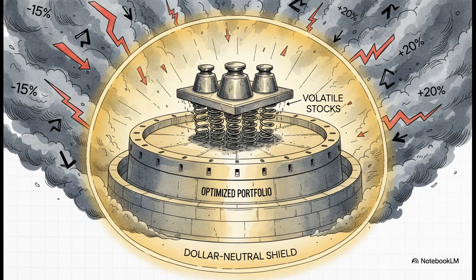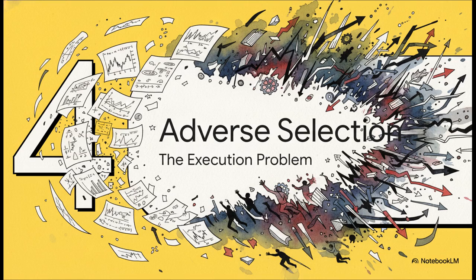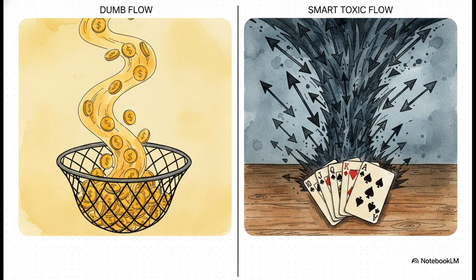It really is a masterpiece of quantitative design. Section 4. Surviving adverse selection, market making, and the execution problem. Okay, so we now have a mathematically perfect portfolio on paper. But paper doesn't pay the bills. In the real world of live execution, there are two types of flow we have to deal with. Dumb order flow is uninformed, and capturing it is highly profitable. Smart order flow, on the other hand, is toxic.